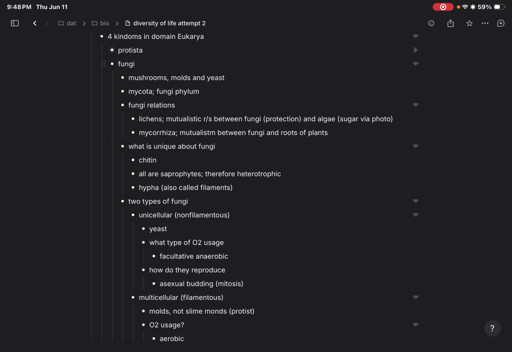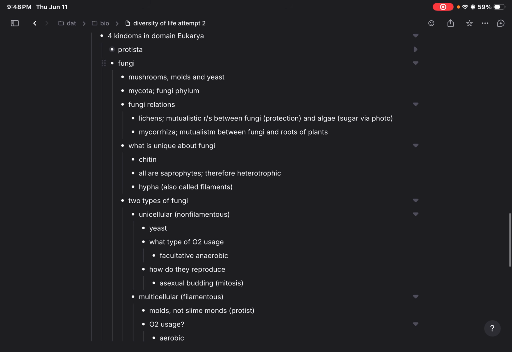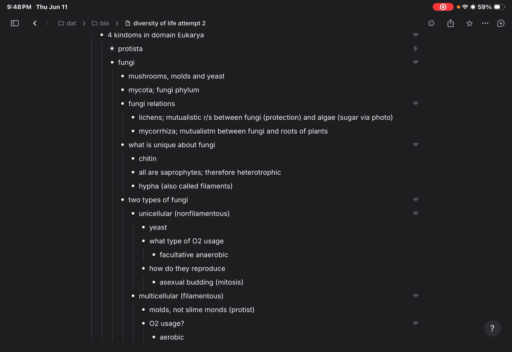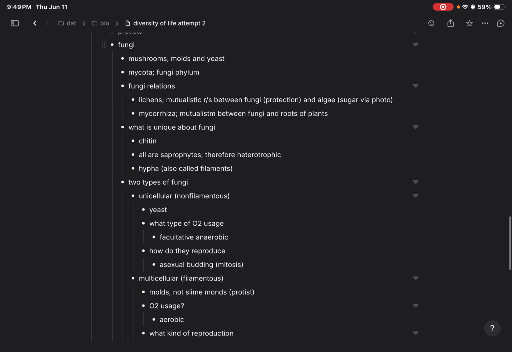So fungi relations, there's two that we should probably know. I don't know who's we, but it's me, bro. Lichens and mycorrhiza. So lichens, bro, I got a couple of practice questions about lichens and I really just keep messing it up. But this is between fungi and algae. So fungi will provide the structural protection and algae will provide the sugar. Mycorrhiza is just the roots of plants and fungi.